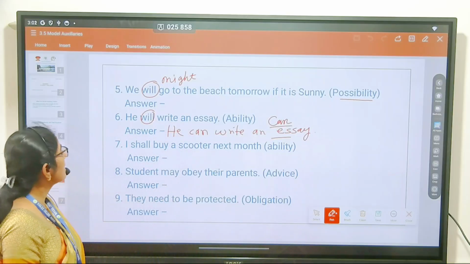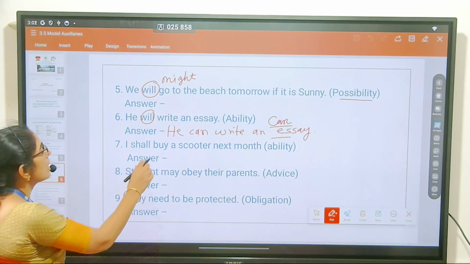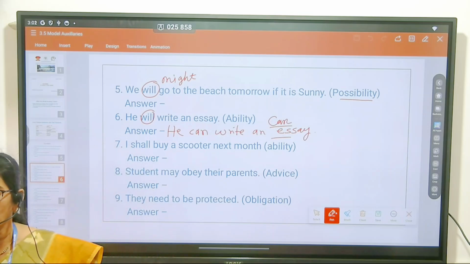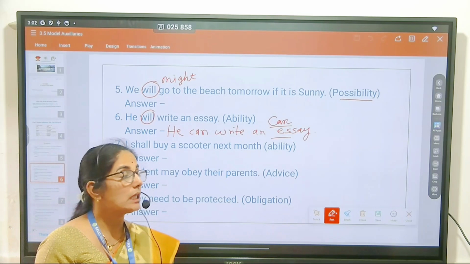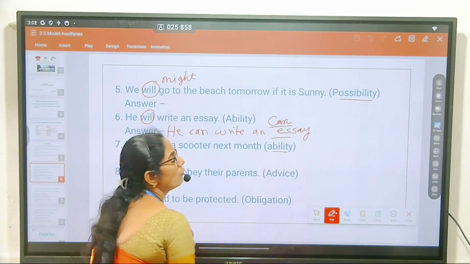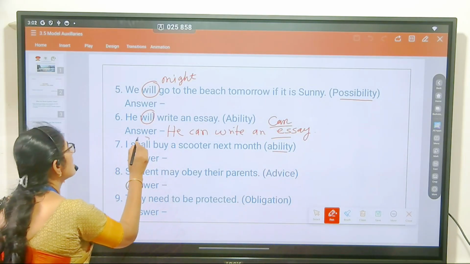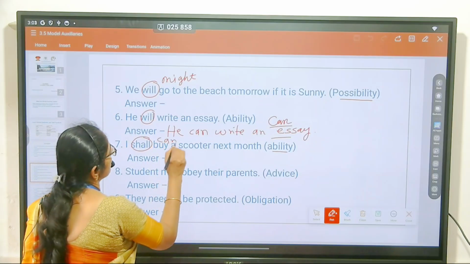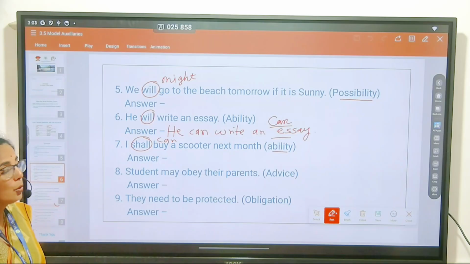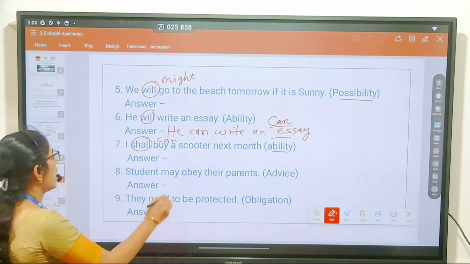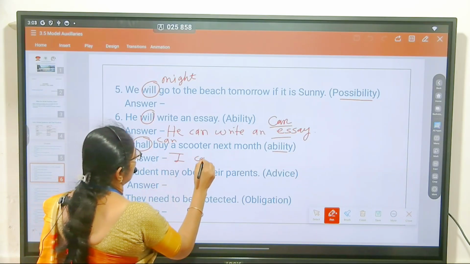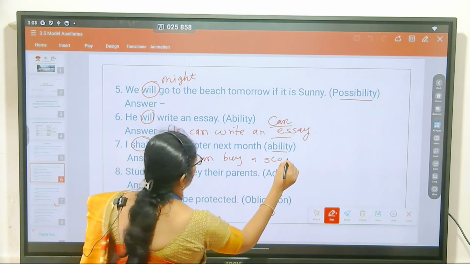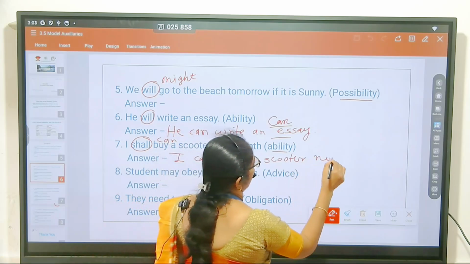Got it? Now see the next sentence, seventh sentence. I shall buy a scooter next month. What is the modal auxiliary given in the bracket? That is the ability. So for ability we have to remove this shall, and you have to take can, which denotes the ability. So instead of shall we have to take can. So how is the answer? I can buy a scooter next month.